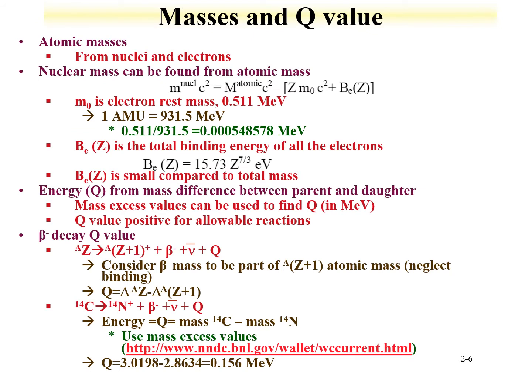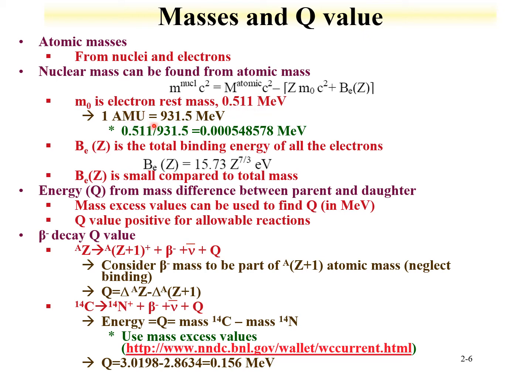In the previous slide, we focused on nuclear masses, but since we're talking about atoms, we really need to consider the atomic mass, and let's convince ourselves that basically the electron mass doesn't matter in the atom. So we can talk about the nuclear mass as found from the atomic mass. The nuclear mass is equal to the atomic mass minus the mass of the electrons plus the binding energy of those electrons. Now the electron rest mass is about half an MeV.